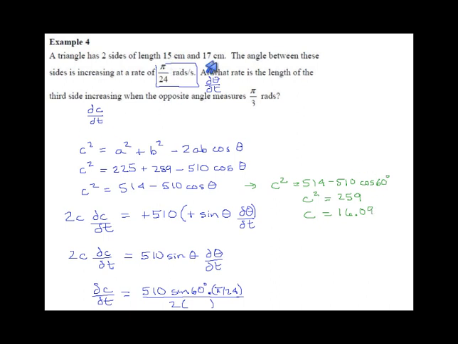Which sounds reasonable. These sides are 15 and 17. A 60-degree angle means this triangle's almost equilateral, so the fact that all the sides are in the mid-teens is a believable thing. And so our c value down here is 16.09. And so our final number crunch is this: 510 times sine 60, make sure you're in degree mode, times pi divided by 24, also divided by 2, and also divided by 16.09. And I get that c is changing at 1.8. And what are our units here? Centimeters, and our time units were seconds, so this should be 1.8 centimeters per second. And the fact that it's positive tells us that that side should be increasing when we get to 60 degrees.